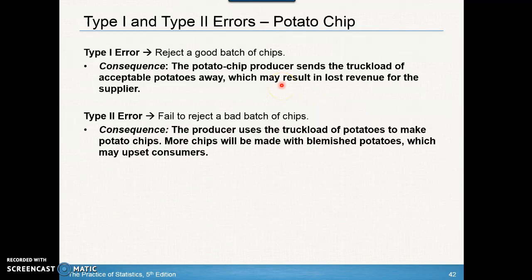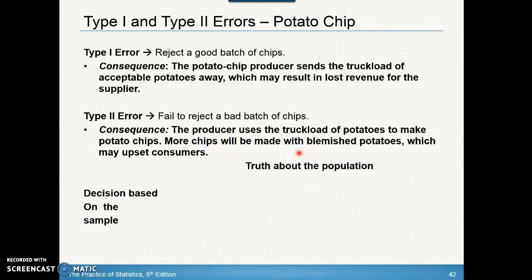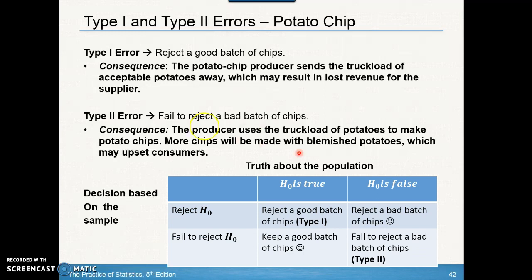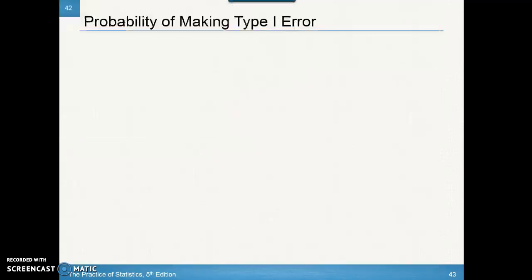Type 2 error is failing to reject a bad batch of potatoes. So that's basically like saying the null is false, but we fail to reject it. So we say, hey, this looks like it only has 8% blemishes when in fact it has more than 8% blemishes. So the producer uses the truckload of potatoes to make potato chips, and more chips will have blemished potatoes, which could potentially result in upset customers. All right, and this is what it would look like if you decided to make a table out of it. Okay, and if that's easier for you to do, go for it.